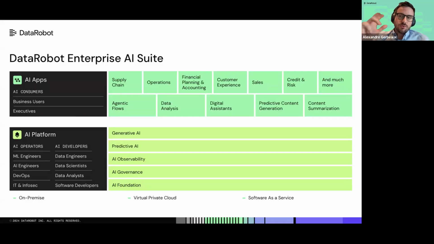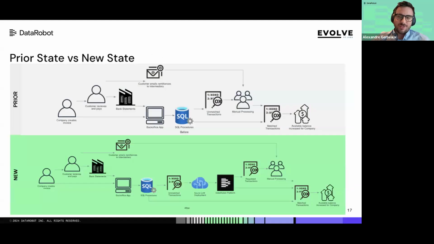And now Abdul is going to show you how he used DataRobot specifically for his use case. Thank you. Yeah, thanks, Alex. Quickly looking at what the workflow was before and after we implemented the solution. Prior to the solution, the workflow looked like this.